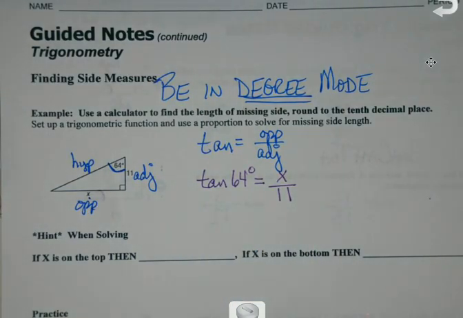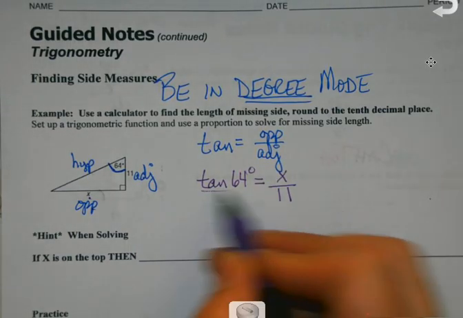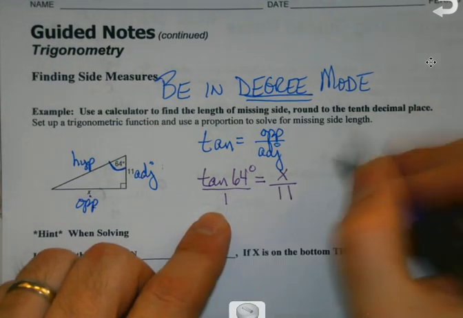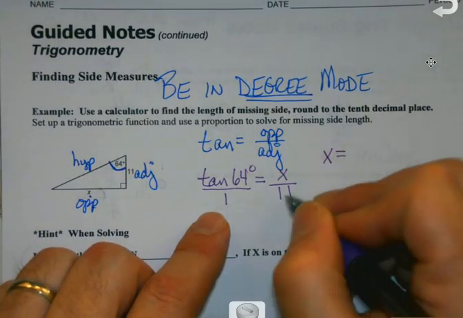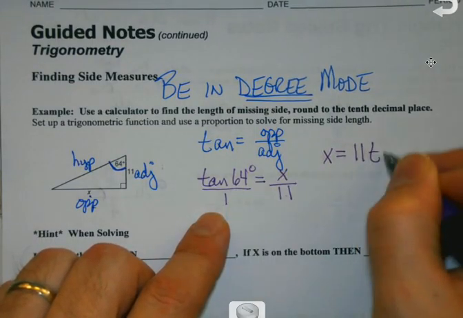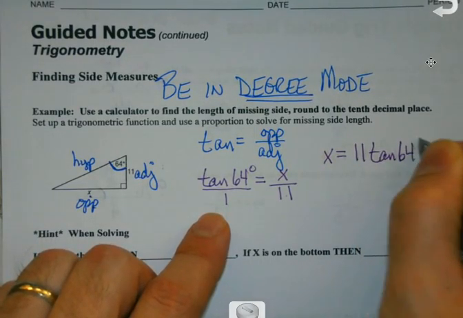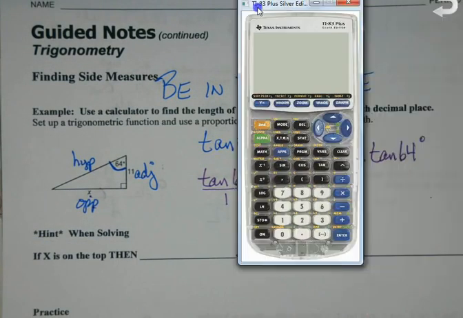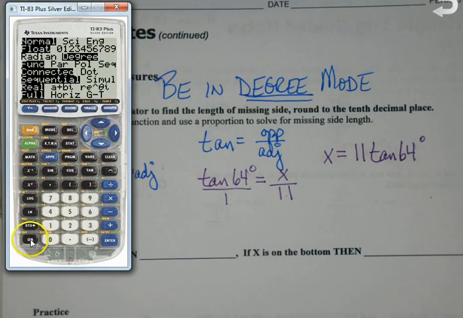Now, I've got some options here even. Since I'm trying to solve for x, I could turn this into a proportion and just cross multiply. That would work. Because if I went that route, x times 1 would be x, 11 times the tangent of 64. And the calculator is going to do that part for me. I just have to get the initial setup done.